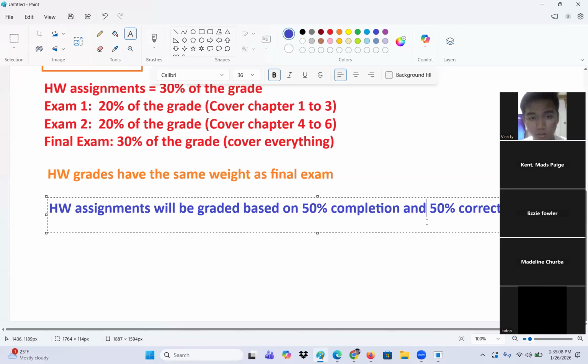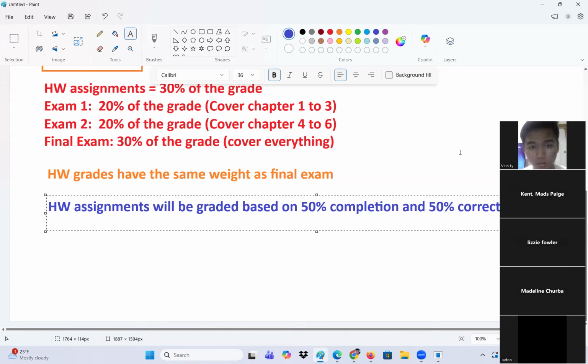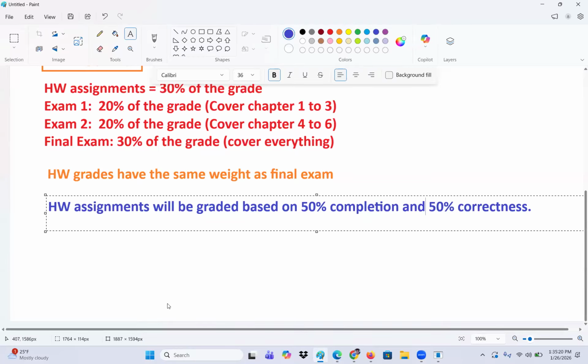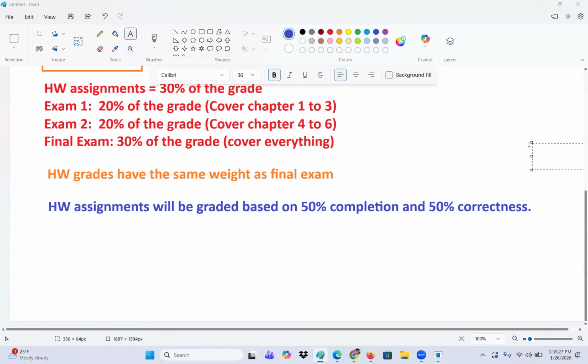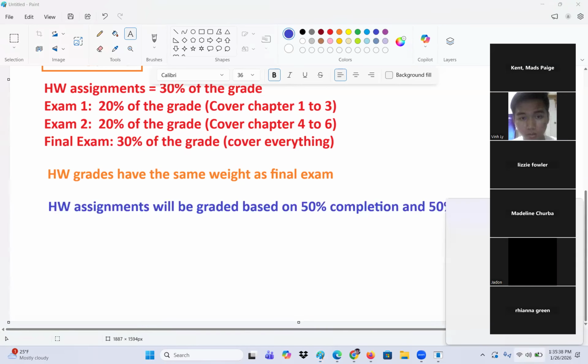That means if you complete the homework, you get half of the grade. If you do not complete the homework, you don't get half the grade. And then the next 50% for correctness is based on some assignments that I choose to grade. I would definitely let you know which assignments will be chosen. I won't grade the entire homework because that's a little too much. But let's say I give you about 10 or 15 different problems and choose three problems to grade.